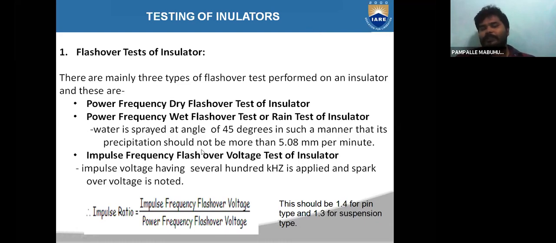So this is about the power flashover test of the insulator. In the flashover test, you have three methods: the power frequency dry flashover test, the power frequency wet flashover test, and the impulse frequency flashover voltage test.